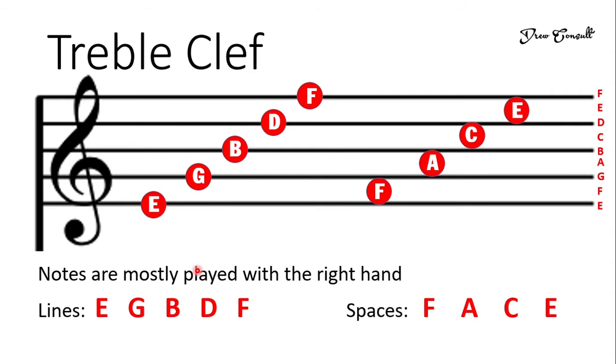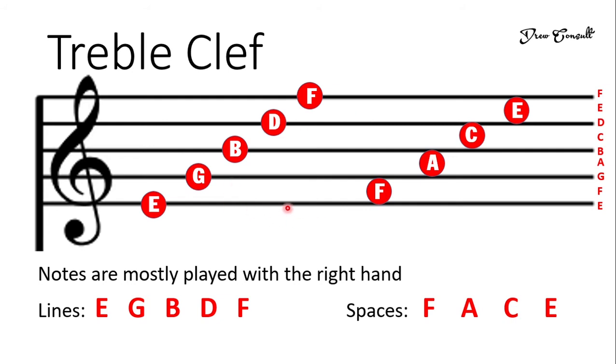Let's look at the treble clef. The treble clef, as you can see nicely, has the notes arranged on it, and this treble clef is mostly played with the right hand. So take note, if you see this symbol, it means that you have to play the notes here with your right hand. Most of the time you play it with your right hand.